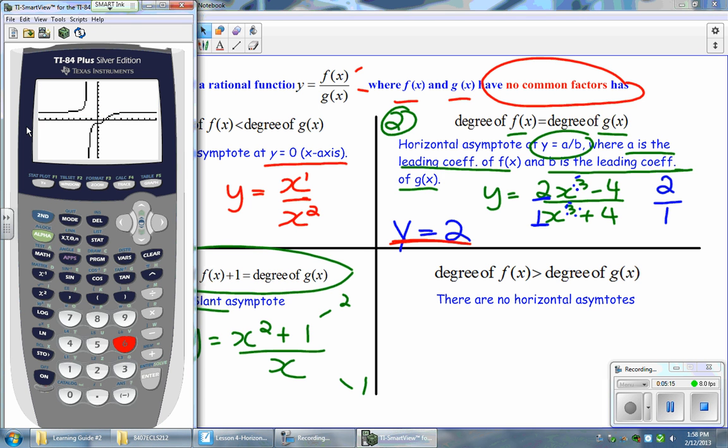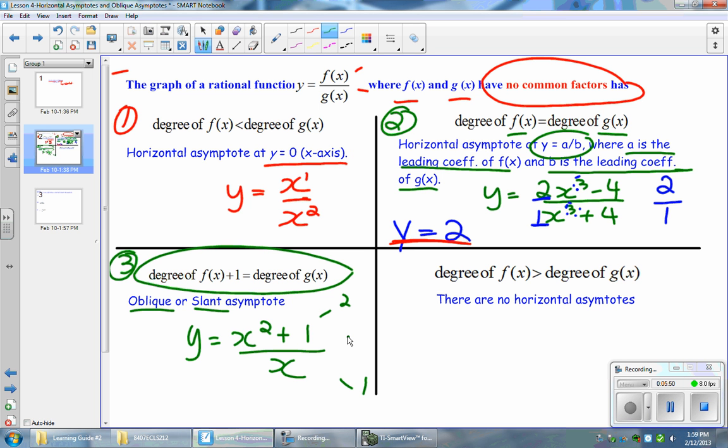Clear whatever you had in there before, go to your y equals, and plug in brackets x squared plus 1 over x. Try zoom 6 and notice what happens to the graph now. The graph has a slanted asymptote, and as you can see, it's not going to touch this slanted asymptote. So it's not a horizontal asymptote, it's what we call an oblique or slant asymptote. That occurs when the degree of the numerator is 1 more than the degree of the denominator.